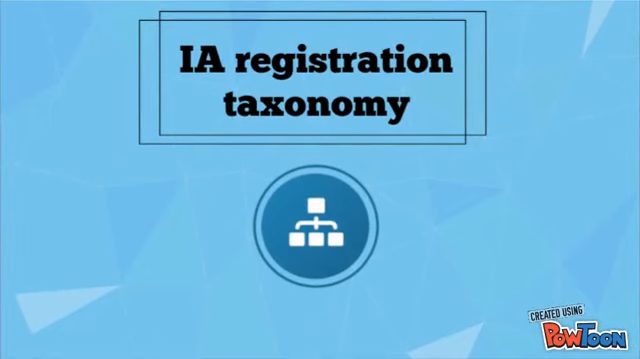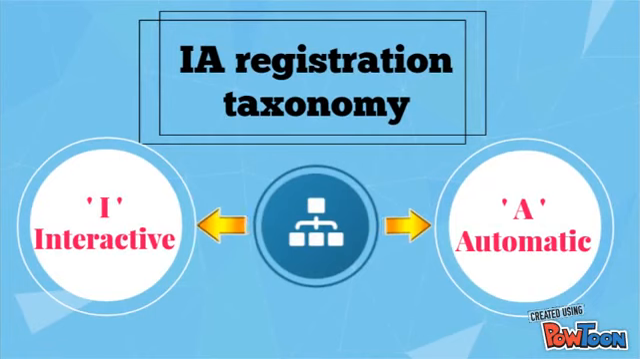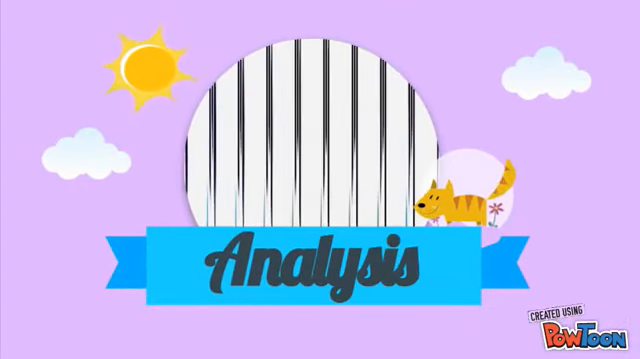Registration taxonomy. I stands for interactive. A stands for automatic. This taxonomy was used to examine and classify the proposed systems or methods according to interactive and automatic registration. Analysis of proposed systems or methods.